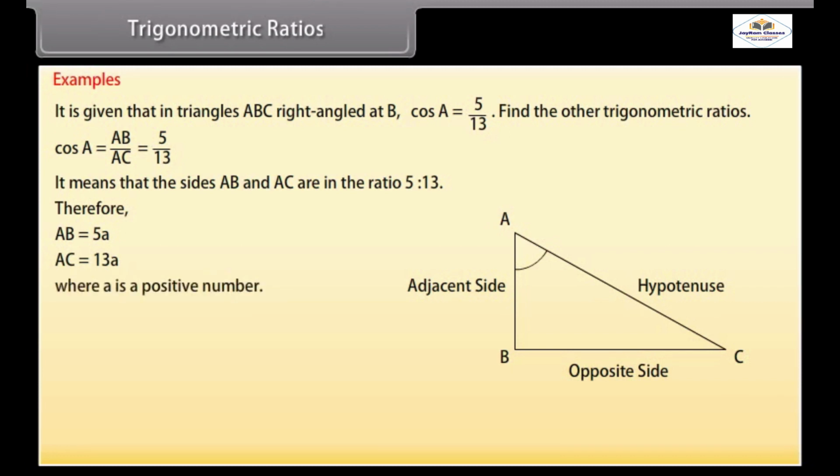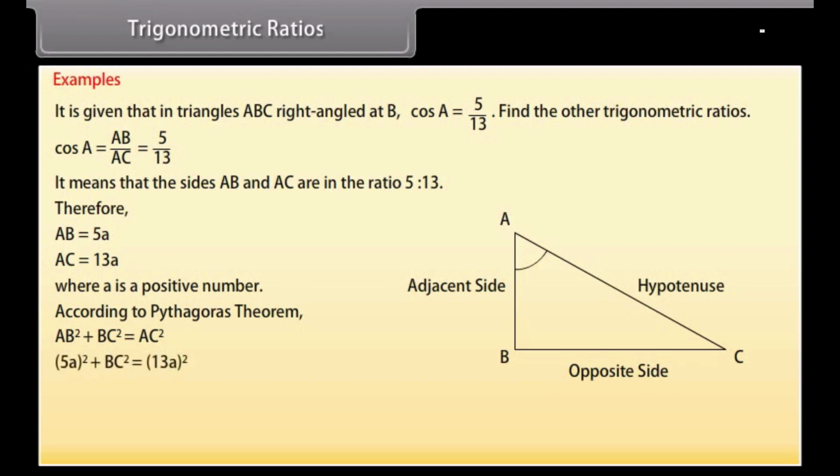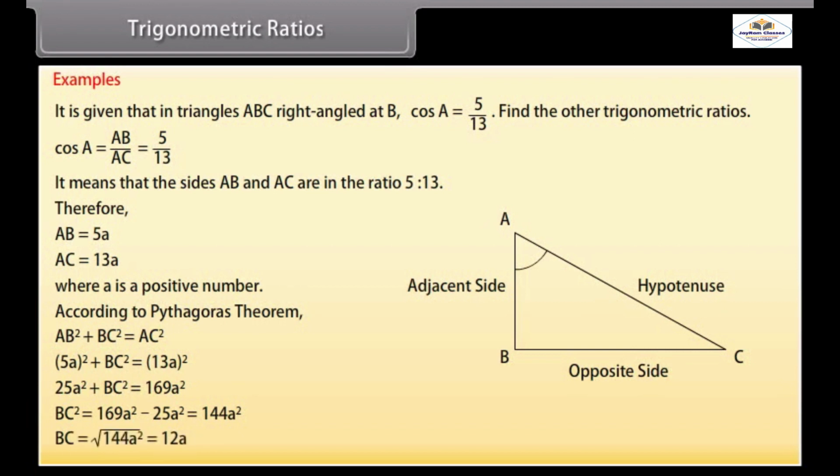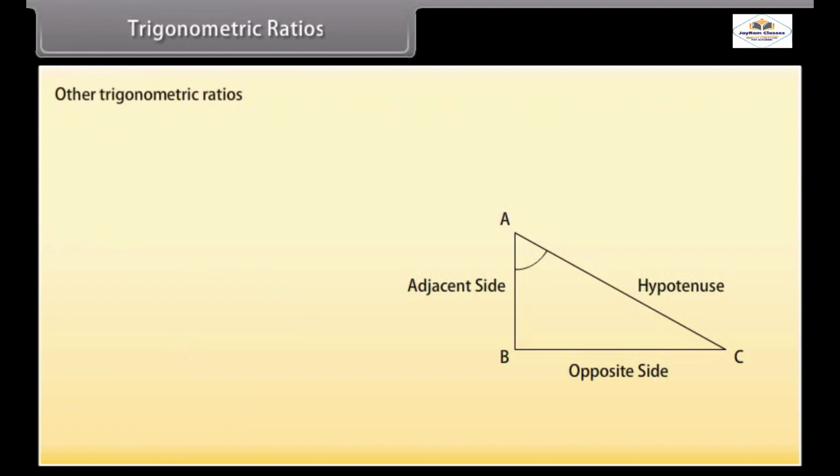According to Pythagoras' theorem, AB square plus BC square is equal to AC square. By substituting the values, we get 5A square plus BC square is equal to 13A square. Now, by calculating it, we get BC as square root 144A square, which is 12A. Let us now find the values of the other trigonometric ratios.